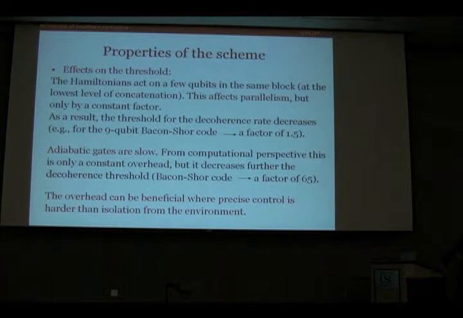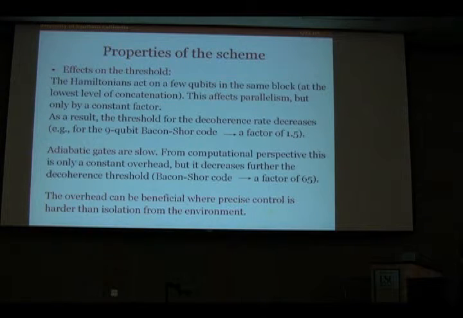What is most important to mention, when speaking of fault tolerance, is the effect of this procedure on the threshold. So the threshold per se does not change because we can conform to a particular fault tolerant procedure. We do not change this, and the threshold itself is just the allowed error per gate. However, since gates here are slow, this decreases significantly the threshold for environment errors.